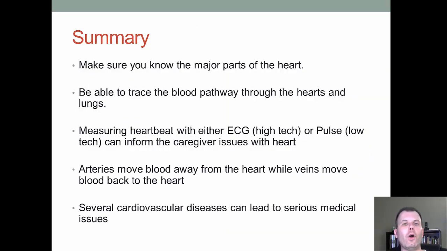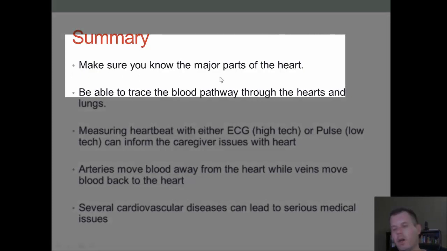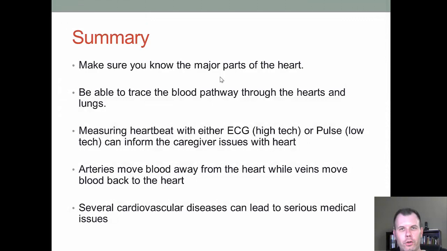Okay? And so we've come to the end of this lecture. You've learned a little bit about the heart and some of the pathways through the heart. So obviously the first thing I want you to do is make sure you know the main parts of the heart. Make sure you know that there's 2 atria, 2 ventricles, okay? What did the right side do? What does the left side do? Where do they go, okay? Also know the major valves. We talked about the valves.